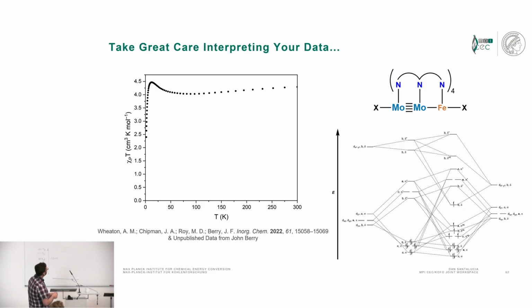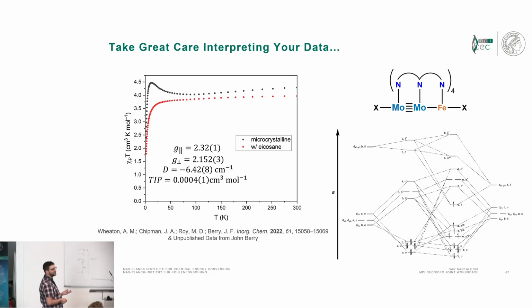But wait a minute. It looks like ferromagnetic coupling, but what is it coupling to? Because this is a diamagnetic core and we just have a single spin center. So what ferromagnetic coupling? Well, could it be intermolecular? Nope. What happened? What went wrong? Why does the data look so weird? I mean, this is beautiful, but it means nothing.